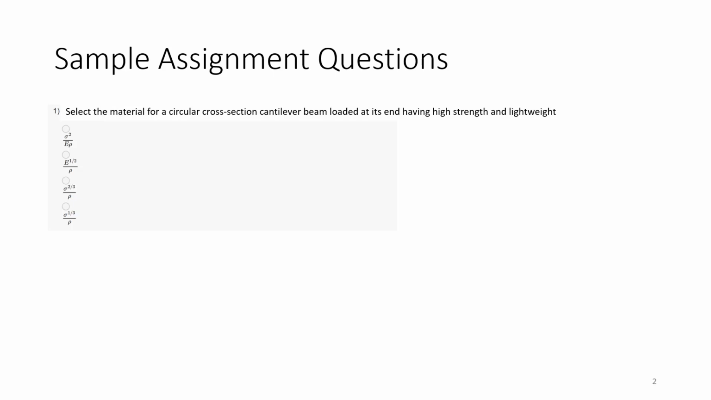So first question is, select the material for a circular cross-section cantilever beam loaded at its end having high strength and light weight. Your options are sigma square upon E rho, or under root E divided by rho, or sigma to the power 2 by 3 divided by rho, or sigma to the power 1 by 3 divided by rho. So your answer will be third.